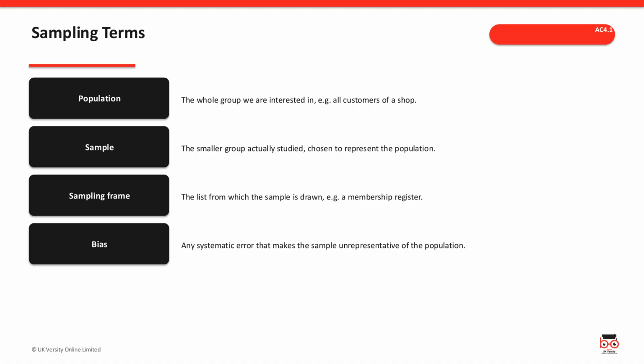A quick bit of vocabulary. The population is the whole group you're interested in, say all the customers of a shop. The sample is the smaller group you actually study, chosen to stand in for the population. The sampling frame is the list you draw your sample from, like a membership register. And bias is any systematic error that makes your sample unrepresentative. Getting these terms straight matters, because sampling is where investigations most often go wrong.